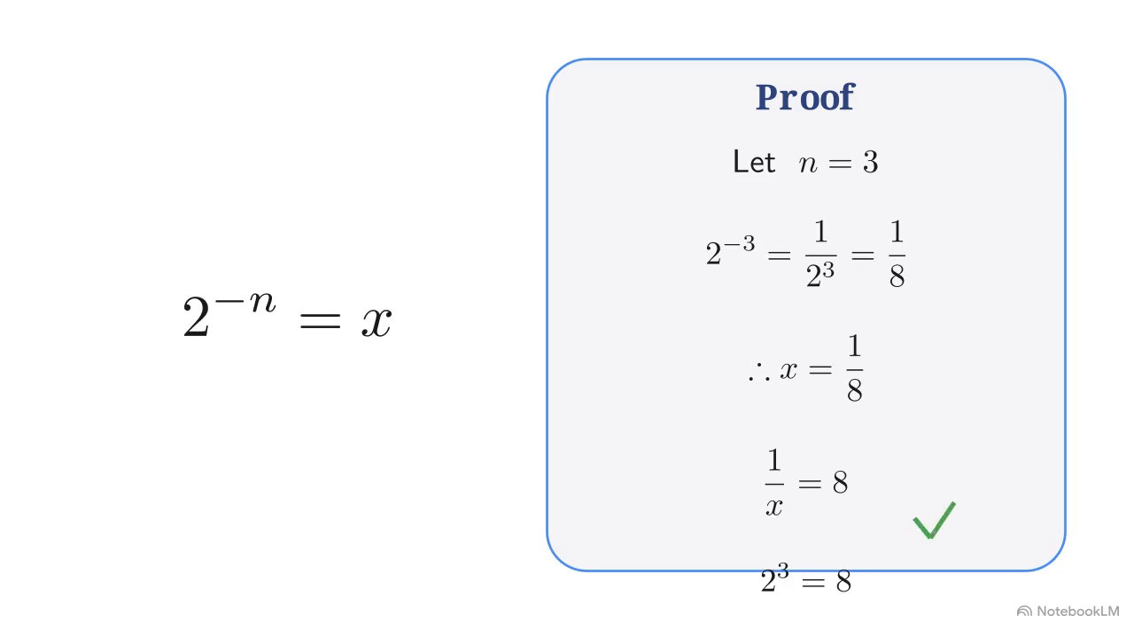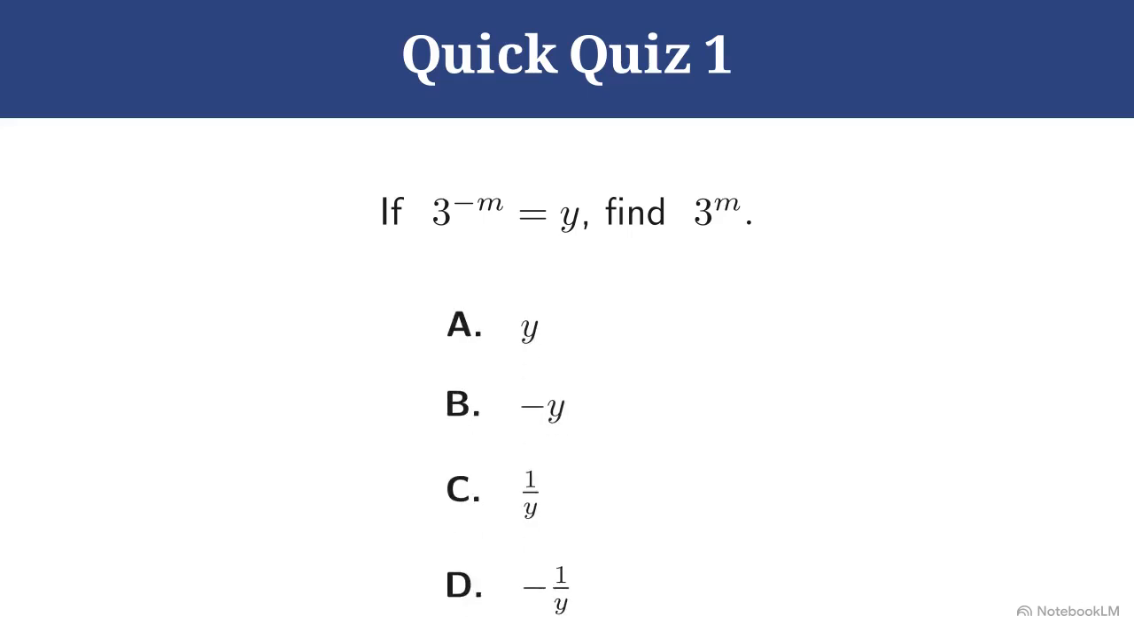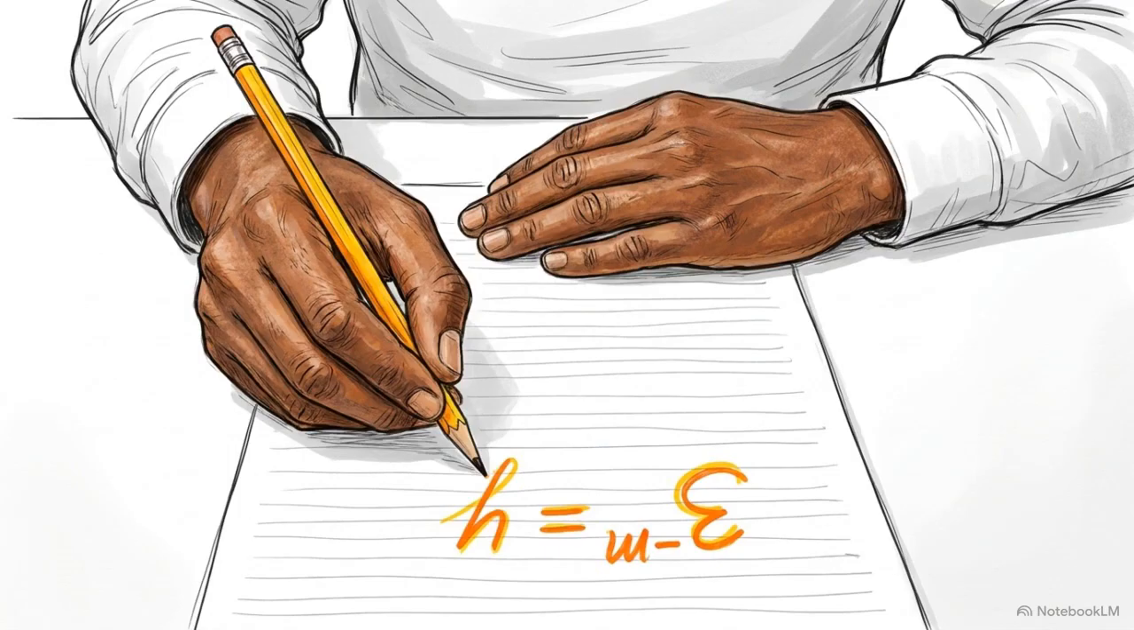Now it is time to test yourself. Please read Quick Quiz 1 on the screen. If 3 to the power of negative m equals y, find 3 to the power of m. Pause the video now and solve this. Remember to use the upside-down reciprocal rule we just practiced.